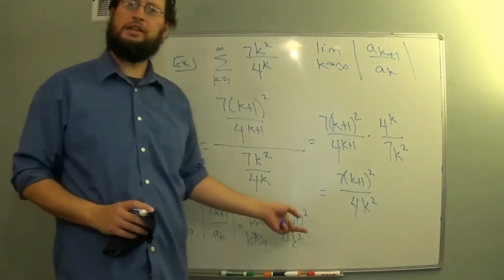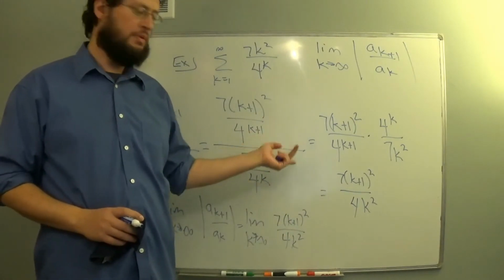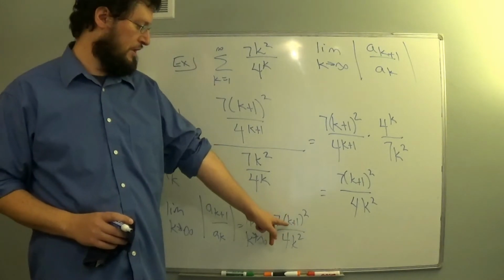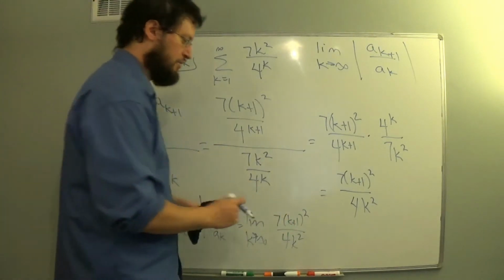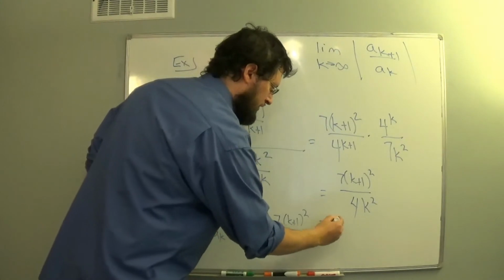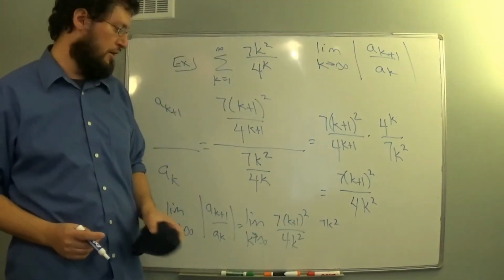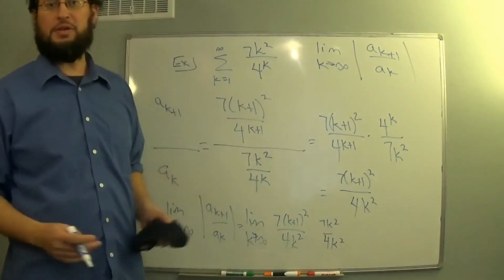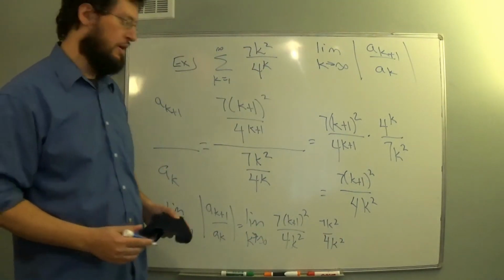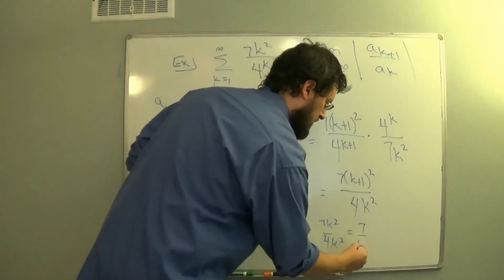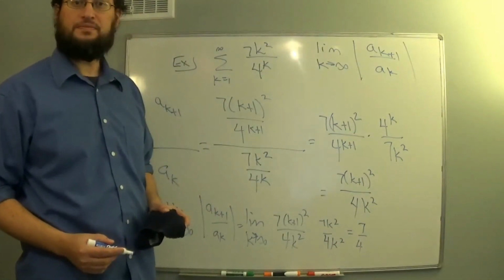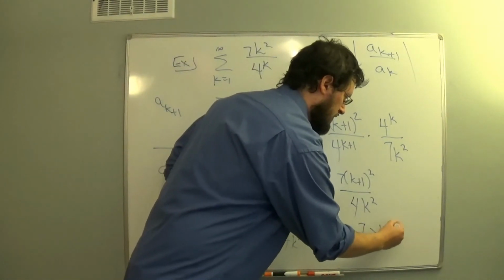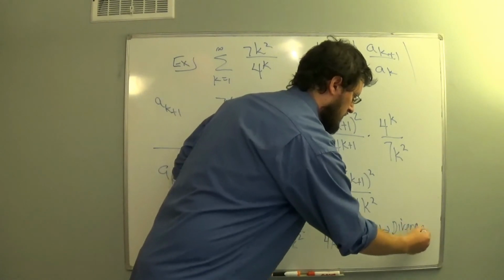Now what happens when we're taking the limit? We're looking at the biggest degree term in the top and the biggest degree term in the bottom. If I were to FOIL this out, this would be a 7k, this would be k squared, and then a 7k squared. So that's 7k squared. That's the biggest term in the numerator. The denominator is just 4k squared, and so that's the biggest term in the denominator. The k squareds will cancel, and the limit is 7 over 4. When the limit is bigger than 1, it diverges.